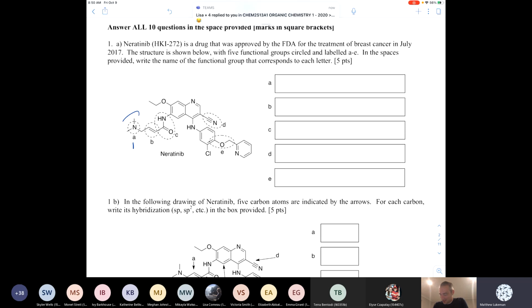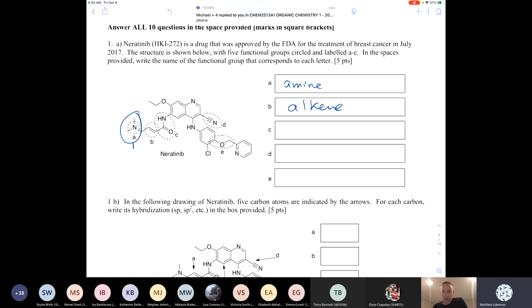Thanks, Lisa. So A, you can see the nitrogen there. What is the name of that functional group? Amine, good. My writing's going to be worse because I'm doing my best not to touch the screen here. B, everyone can see B circled there. What do we got for B? Anybody? Alkene, great.